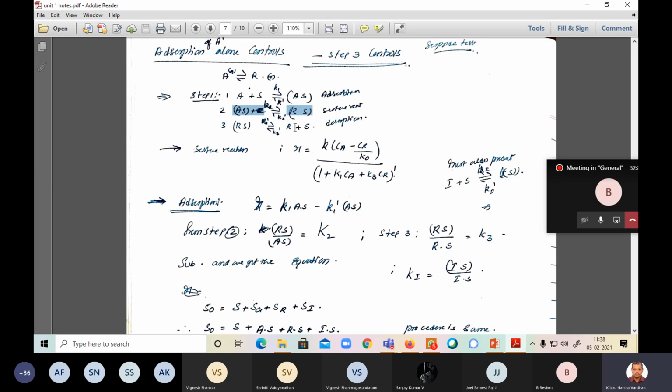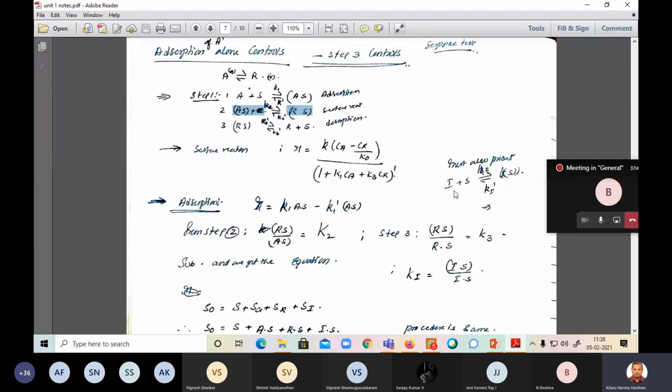From step number 2, we write K2 as Rs by R into S. Like that, from step 3, Rs by R into S is K3. The same way as the previous one, we do it. So you have to substitute what is AS, and then substitute into the equation.